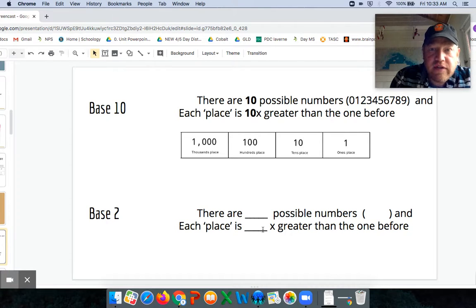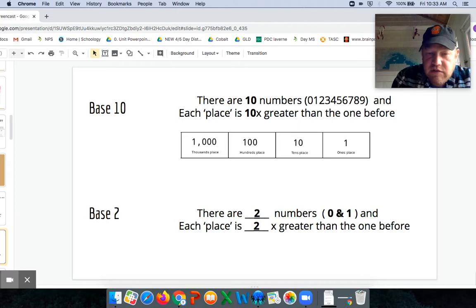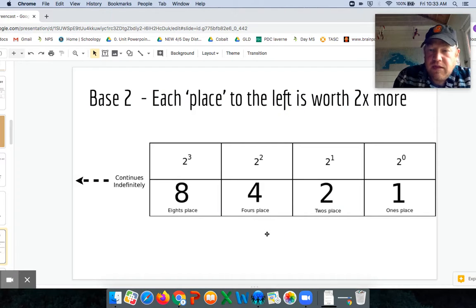Let me check it and see if I did it right. Yep, 0 and 1 are my choices. That gives me 2 options. That means that as I go to the left, my place values are going to double. So here we go. Here comes our numbers. We start with 1. We double that, it becomes 2. We double that, it becomes 4. We double that, it becomes 8.